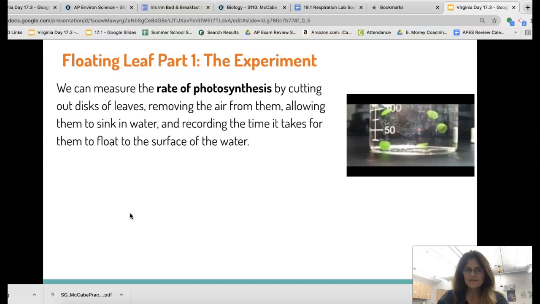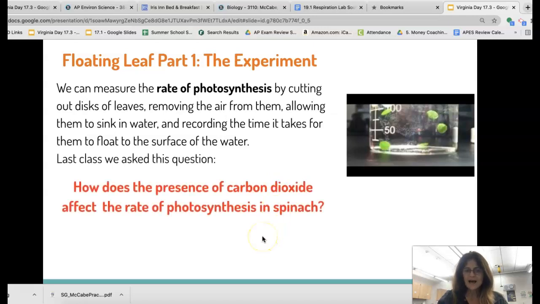Remember from last class when we did Floating Leaf Lab Part 1, we can measure the rate of photosynthesis by using basically a hole punch and cutting out little leaf discs like you see in this beaker, removing the air from them, allowing them to sink to the bottom in water, and then recording the time it takes for them to float to the surface of the water. Because if photosynthesis is happening, they are producing oxygen bubbles which attach to them and help them rise to the top. Pretty cool. So last class we asked, how does the presence of carbon dioxide affect the rate of photosynthesis in spinach leaf discs?